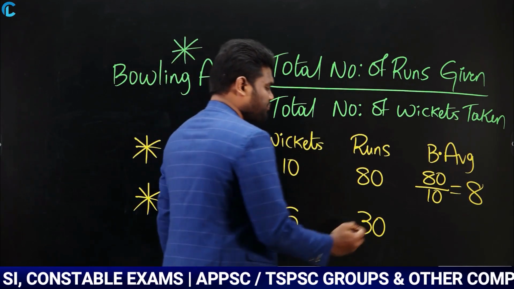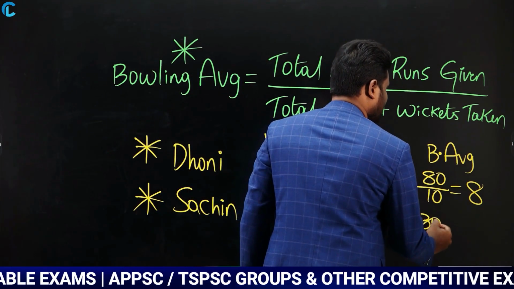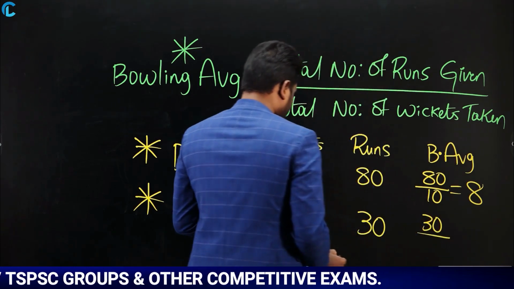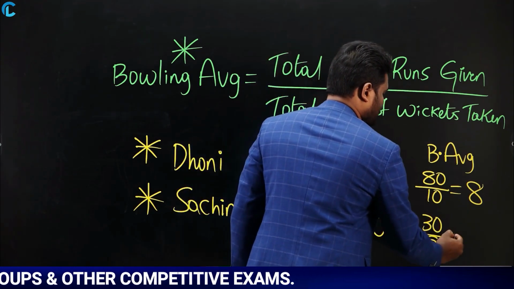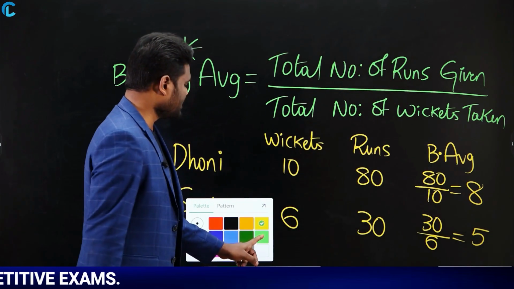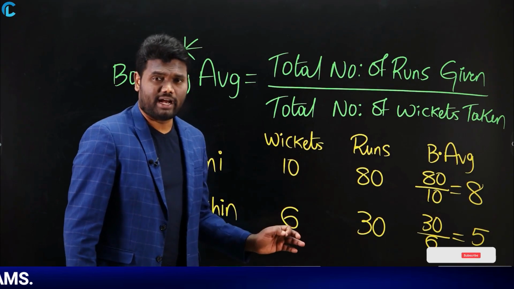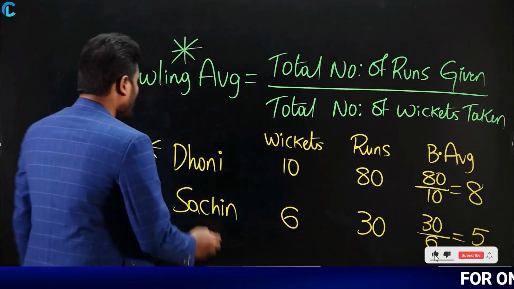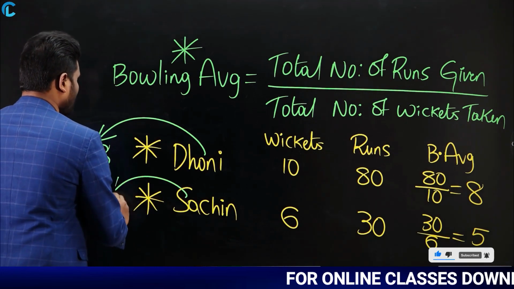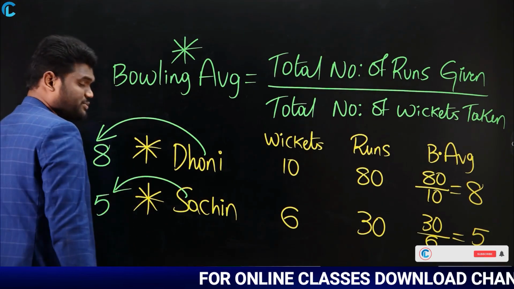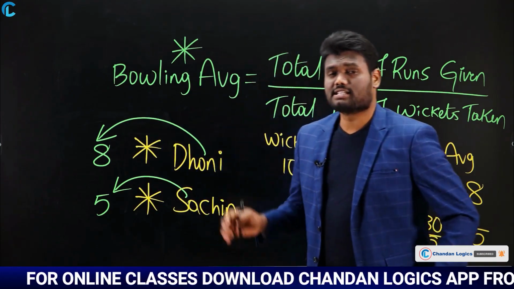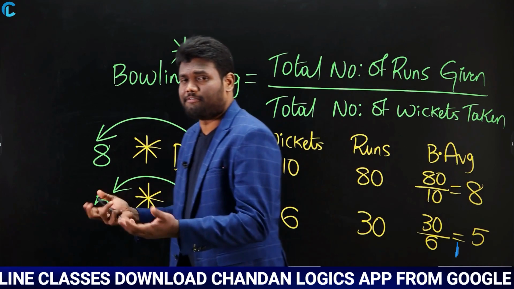If you look at Sachin, he has given 30 runs, whereas the number of wickets taken by him is 6. Now his bowling average is 5, which means Sachin is going to take a wicket for every 5 runs. So Dhoni's bowling average is 8, whereas Sachin's bowling average is 5, which means Dhoni takes a wicket after every 8 runs, whereas Sachin takes a wicket after every 5 runs.